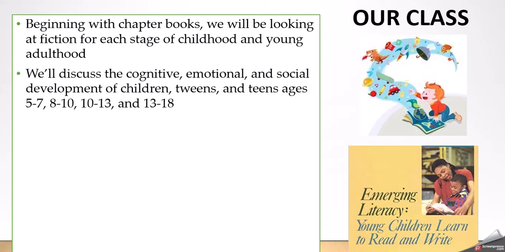Instead, for us, what we're going to do is focus on three primary areas: cognitive, emotional, and social development for children, tweens, and teens. So our first unit is going to look at children ages 5 to 7. That's with chapter books. Then we're going to move on to middle grade books for children 8 to 10, and then for tweens ages 10 to 13. And then we'll finish the course with young adult books. That's books for teenagers ages 13 to 18. We'll talk a tiny bit about new adult books, which are intended for people over the age of 18 when they're first starting college or their career.